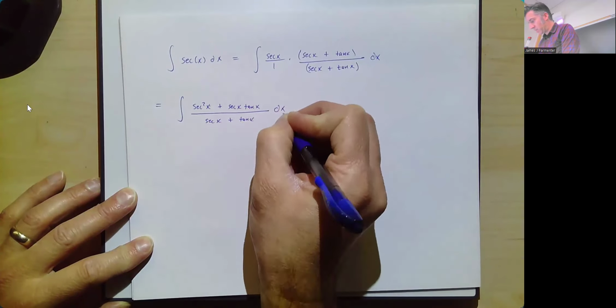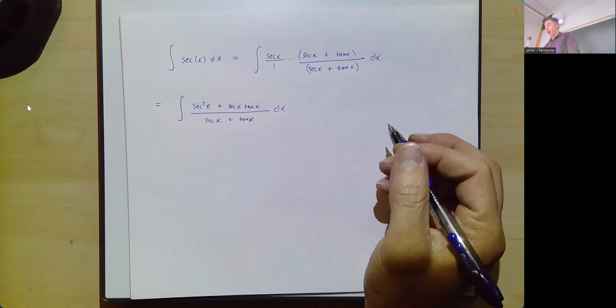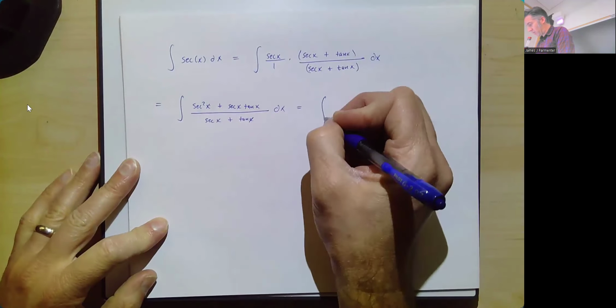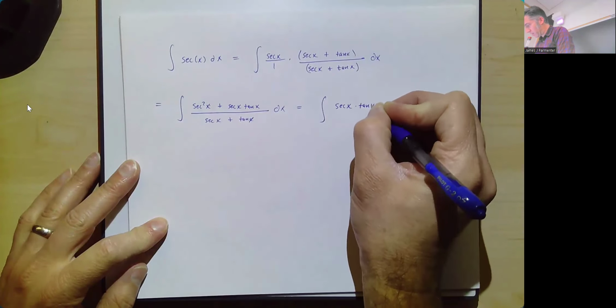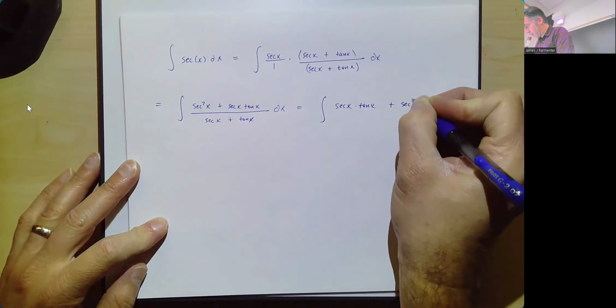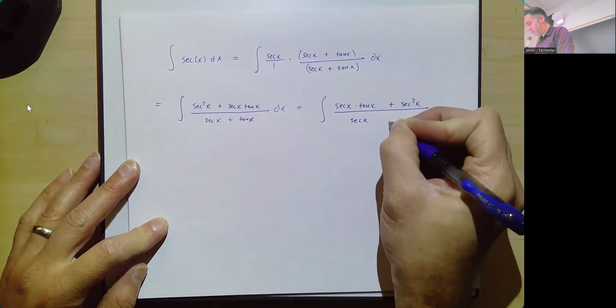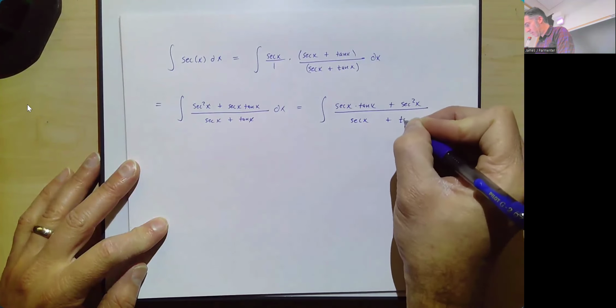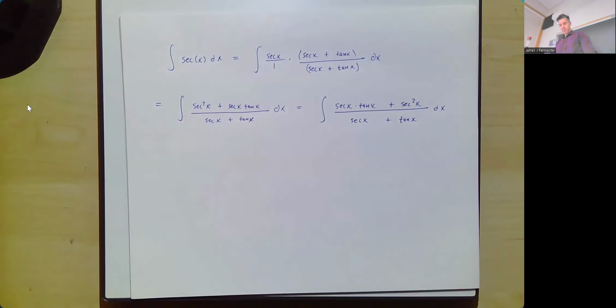And I'm going to rewrite this just slightly to make it a little bit easier to see what's going to happen. I'm just going to change the order of addition on top. So I really want to write this as the integral of secant of x times tangent of x plus secant squared x all over, still the same order on the bottom, secant x plus tangent x. This isn't really necessary. It's just going to make it slightly easier to see what's going to happen here.